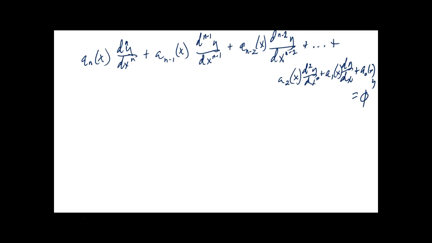This is going back to what we were saying earlier. If you had exactly the same thing, but that's equal to g of x, which is not identically equal to 0, then this is called a non-homogeneous nth order linear differential equation.